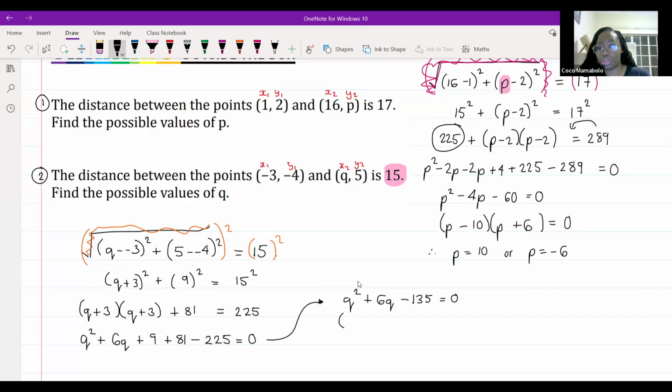And then I would open two brackets, is equal to 0. Q and Q, factors of 135 would be positive 15 and negative 9. Thank you. Q plus 15 and Q minus 9. Therefore, Q is equal to negative 15, or Q is equal to positive 9.